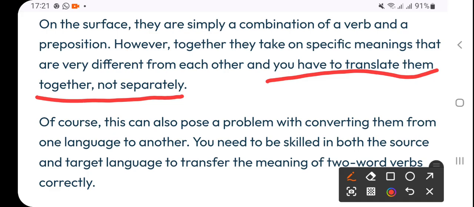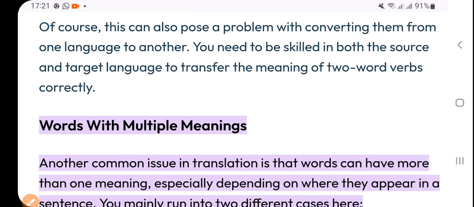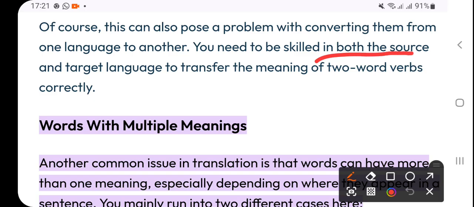Similarly here, we have to find the meaning together, not separately: to break up, to break in, to break down. We cannot separate the words. Of course, this can also pose a problem when converting them from one language to another. You need to be skilled in both the source and target language, with expertise in both, to transfer the meaning of two word verbs.